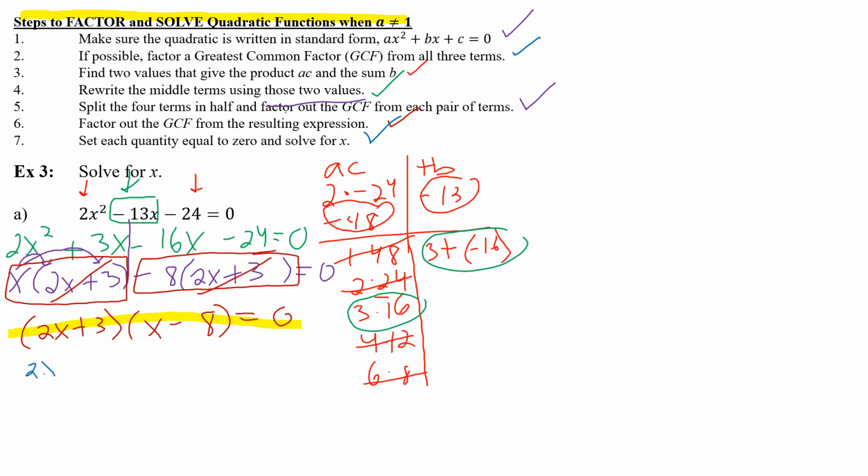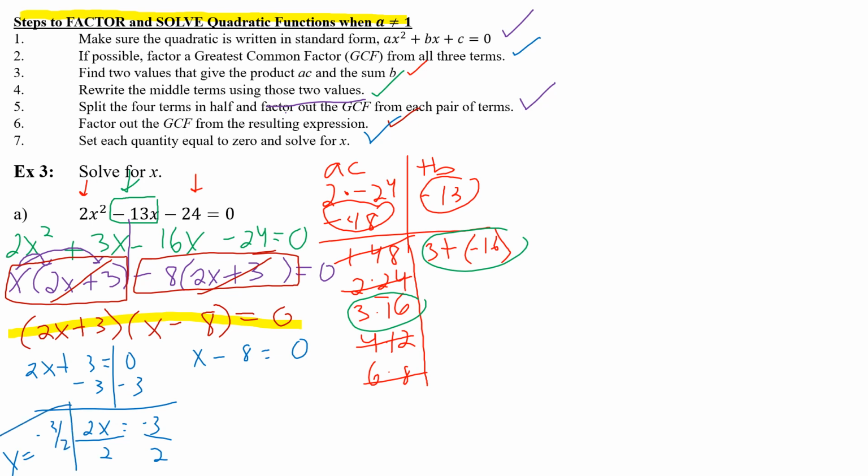So we have 2x plus 3 equals 0, and x minus 8 is equal to 0. Subtract 3 from the left, you get 2x is equal to negative 3. Divide both sides by 2. Turns out x is equal to negative 3/2. Add 8 to both sides to the other one. Turns out x is equal to 8. And those would be the final answer: x equals negative 3/2 and x is equal to 8.